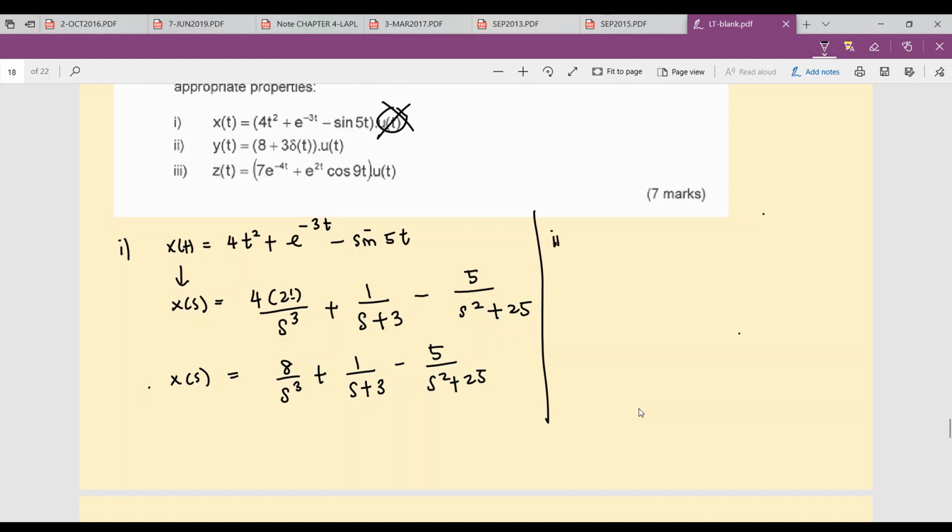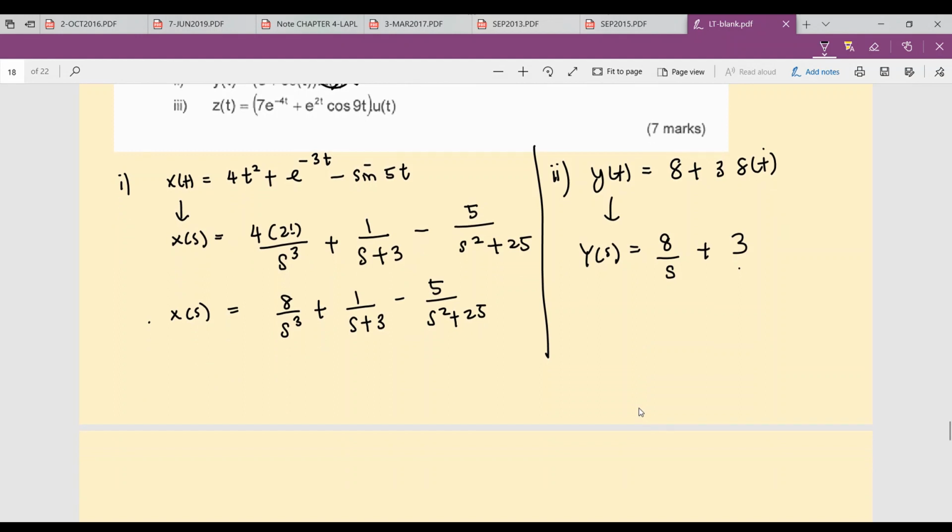Okay, and number 2, yt is equal to 8 plus 3 delta t. Again, ut ni macam sign dia, adakah t tu shifting? Jadi t tu tak ada shifting pun. So kita abaikan. Okay, so 8 ni unit step. So dia adalah 8 over S plus 3 tu delta. So dia akan jadi 3. Okay, ni jawapan dia, senang je.